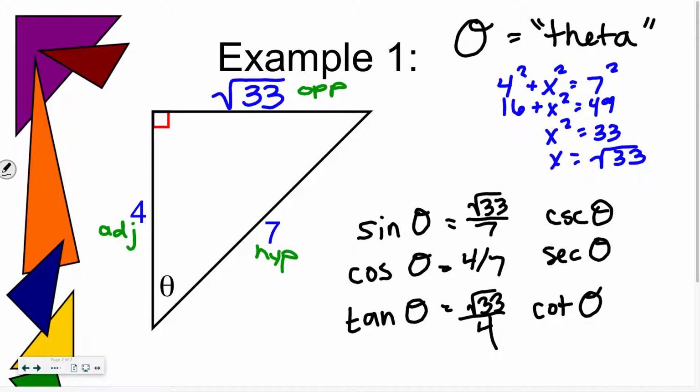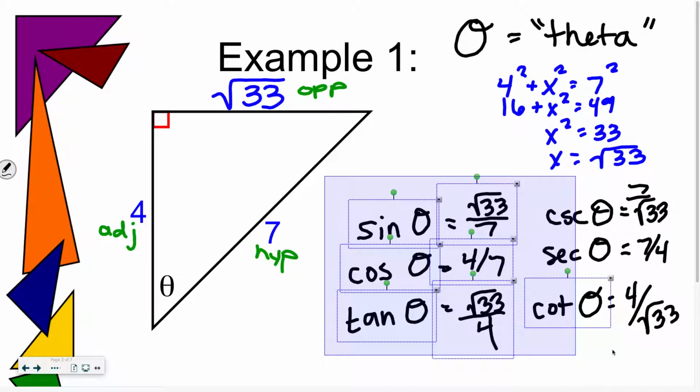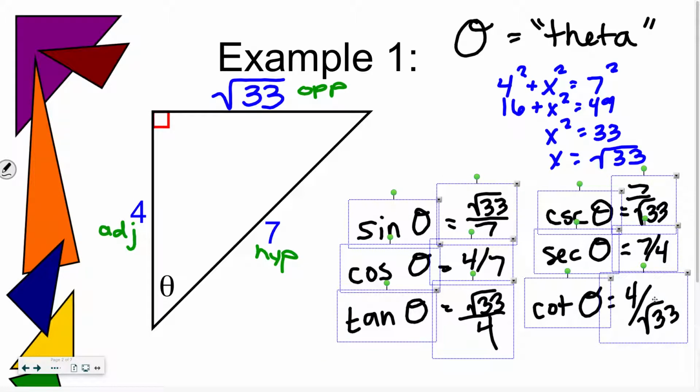What should we do then for the reciprocals? Cosecant, secant, cotangent. Just flip them. 7 over square root 33, 7 over 4, and 4 over square root 33. What might we say about a couple of those? Yeah, someone said it. Rationalize those denominators. I'm kind of running out of room, so I'm going to slide everything over. Bear with me here.